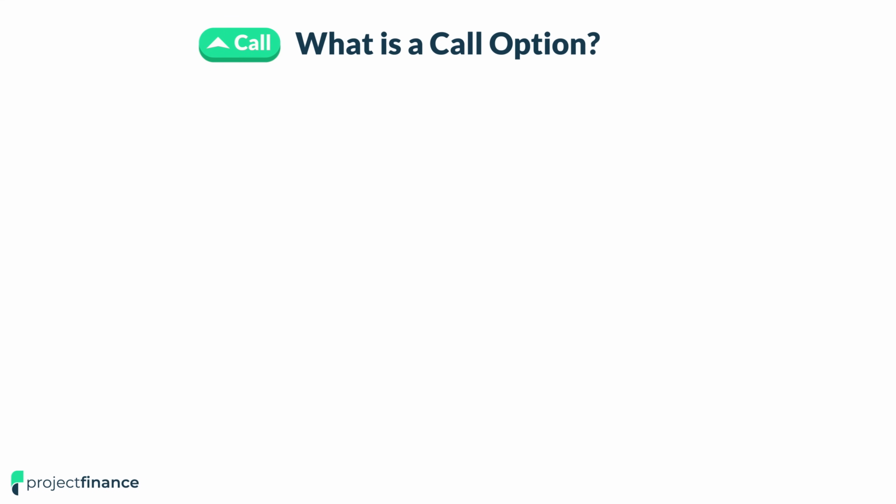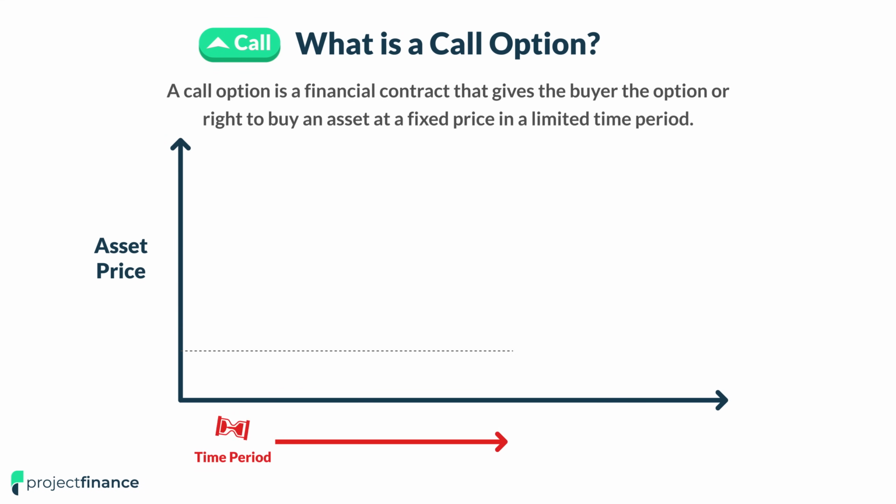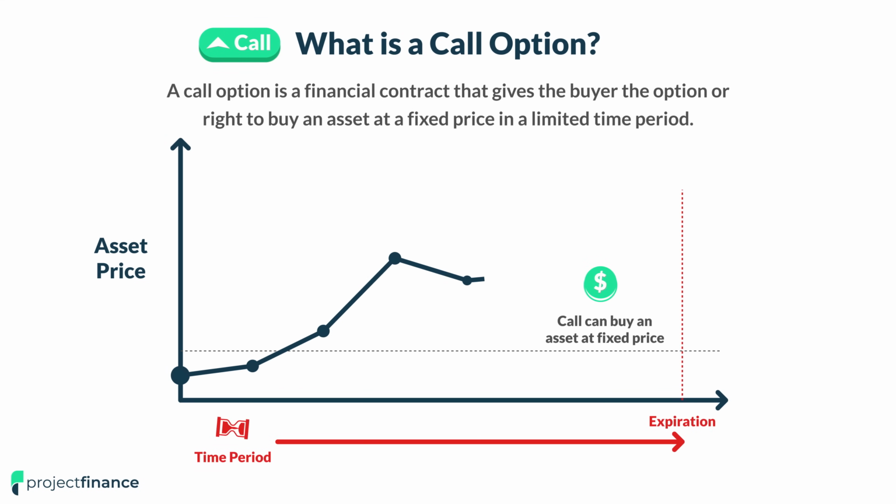So let's start with, what is a call option? A call option is a financial tool that gives the buyer the option or right to buy something at a fixed price within a specific time period. With stock options, a call gives the buyer the right to purchase 100 shares of stock at a fixed price between now and the option's expiration date.